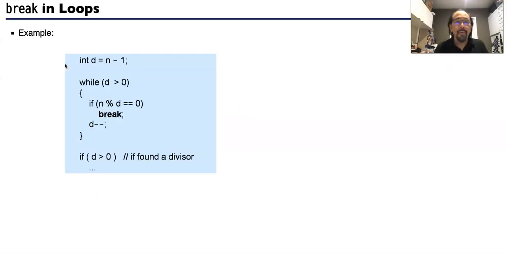Okay, so here's an example of that. This is an example where we're trying to find the largest divisor of a number n. And so we're going to start with n minus 1 and just work our way down, testing, is n divisible by d with a remainder of 0? If it is, break out of it. Okay.